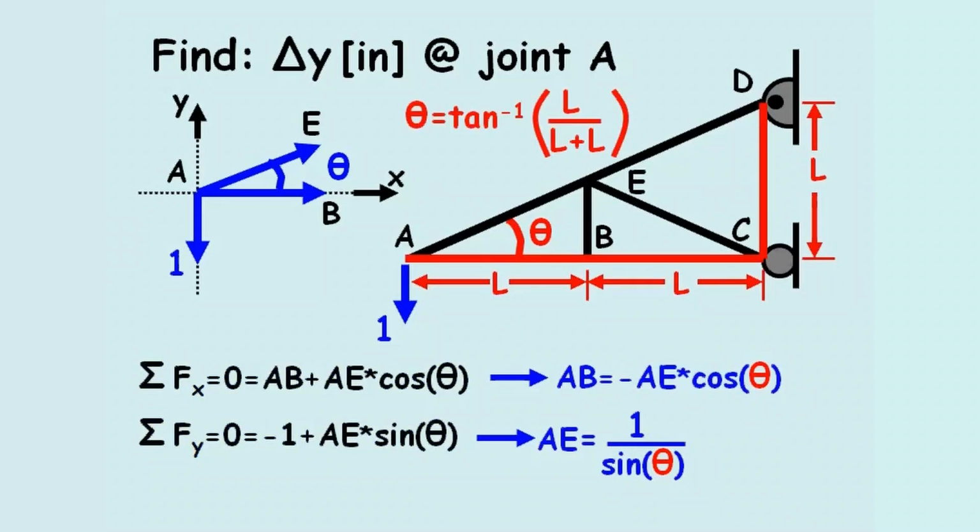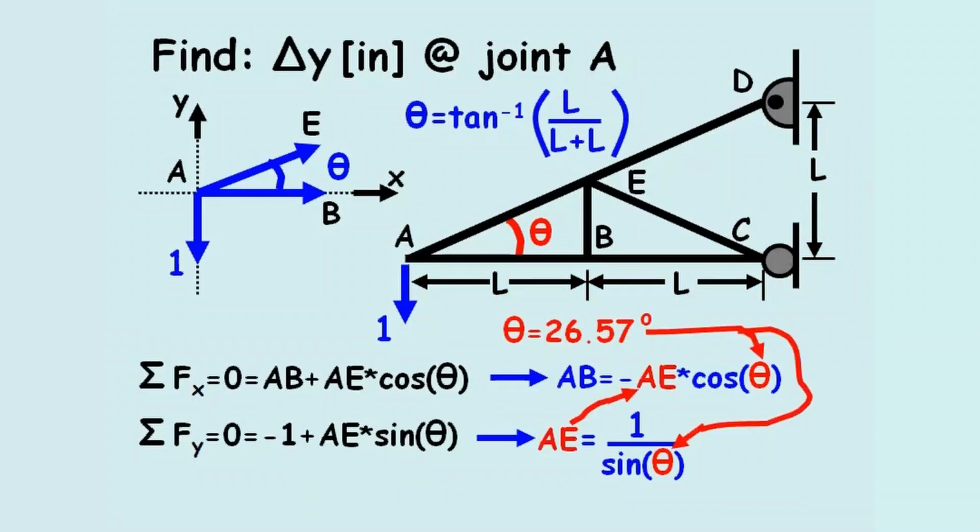Theta equals the arctangent of the quantity L divided by 2L, or 26.57 degrees. After making the appropriate substitutions, the tensile forces in members AB and AE equal -2 and 2.236, respectively. The virtual forces are also calculated for the other 4 members, and their values are shown in the table for S bar I.